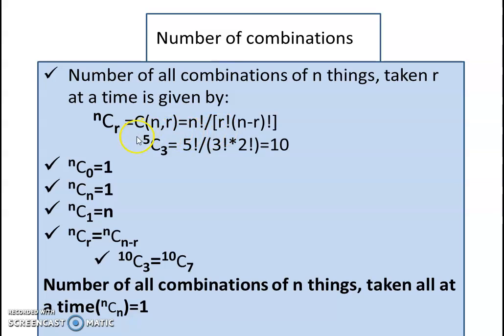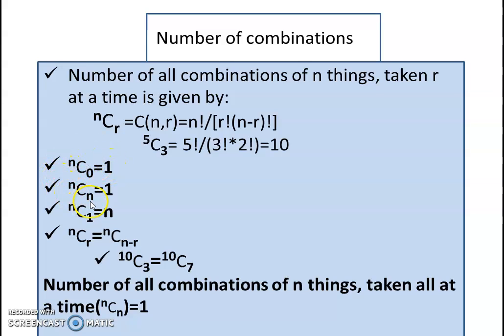For example, here we are calculating 5C3. So 5C3 will be equal to 5 factorial divided by 3 factorial into 5 minus 3, which is 2 factorial. When we calculate this, the value is 10. So 5C3 is equal to 10. Here we have some points. nC0 is always equal to 1. Here we are taking 0 things from n, so the answer will be 1.